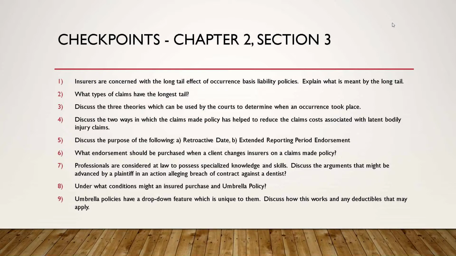When coverage is provided for losses excluded under the primary policy, the insurer must pay a deductible or self-insured retention. So the SIR is the same as a deductible, but that's what they call it in umbrella policies. And you would have to pay that if there was no coverage under the primary policy.